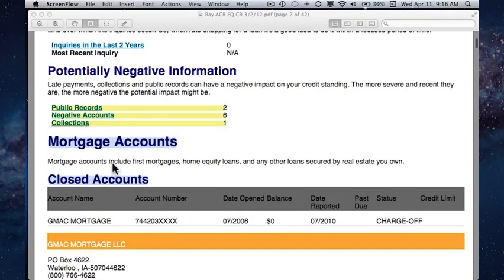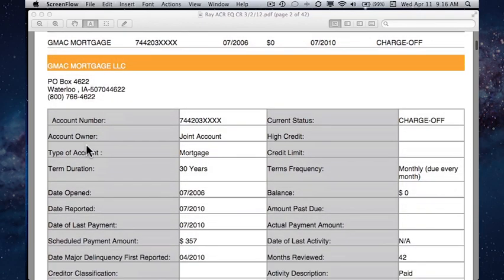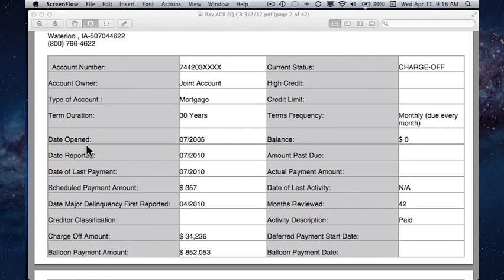etc. Now, under mortgage accounts, it's going to tell us what the closed accounts are first, and then if there are any open accounts. So we would take a look at, there's GMAC, and it gives us all the information we would want to look at. Notice this account was charged off. For privacy purposes, the account number has been X'd out, that it was a joint account, and it tells us when it was opened and the date of the last payment. Okay? It also tells us the date of major delinquency was first reported, what the charge-off amount was, etc.